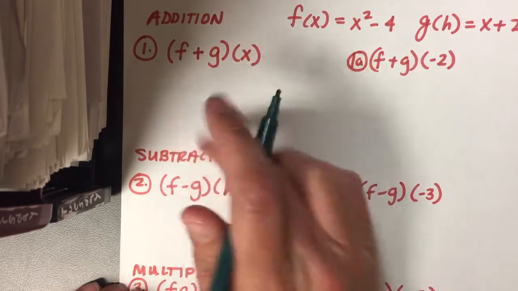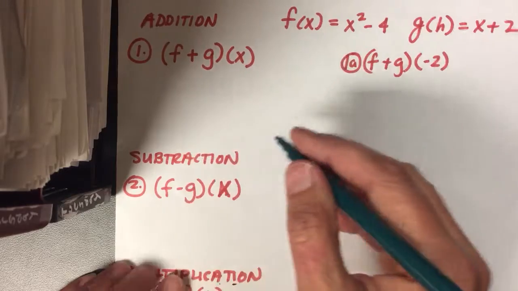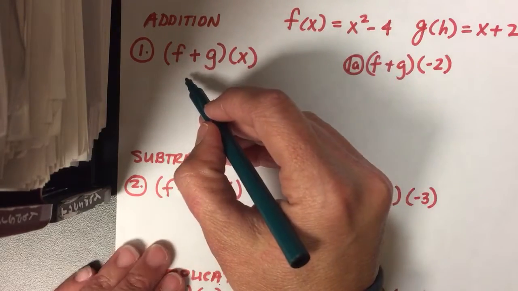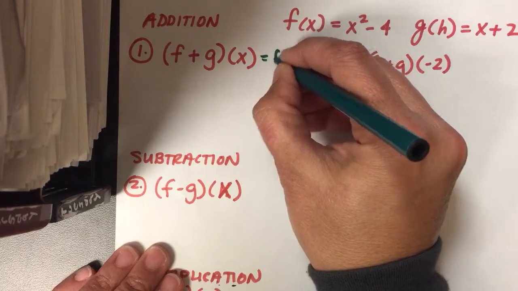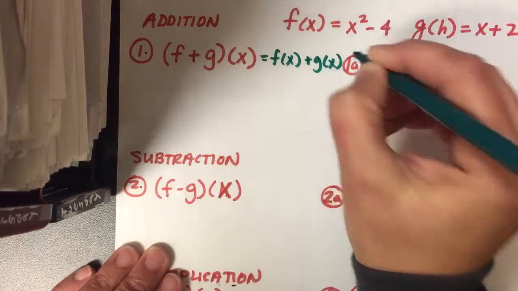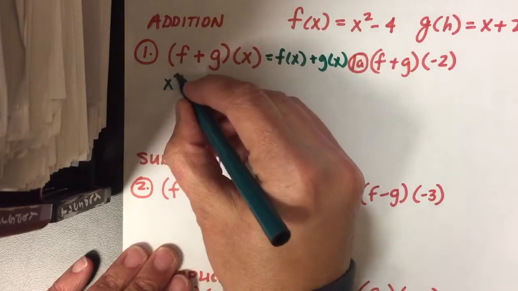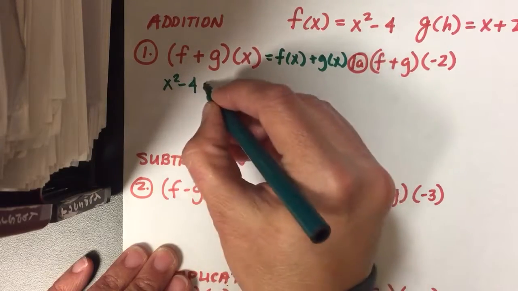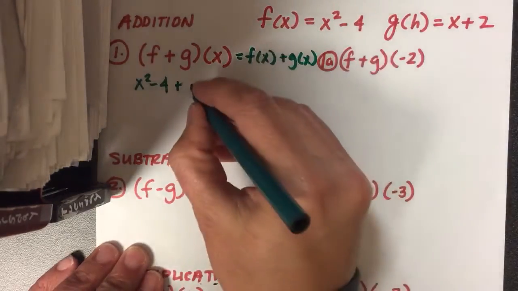And notice that's a plus, it's not a circle. All you're going to do for f plus g of x is add the two functions, f of x plus g of x. This literally means f of x plus g of x. So f of x is x squared minus 4 plus g of x, which is x plus 2.